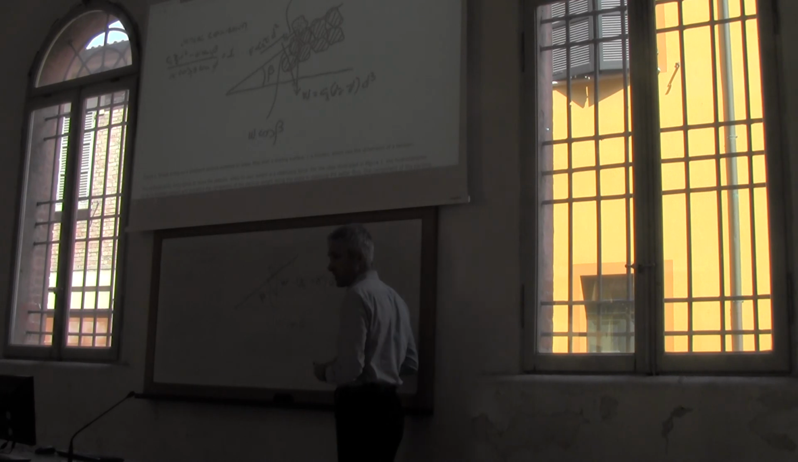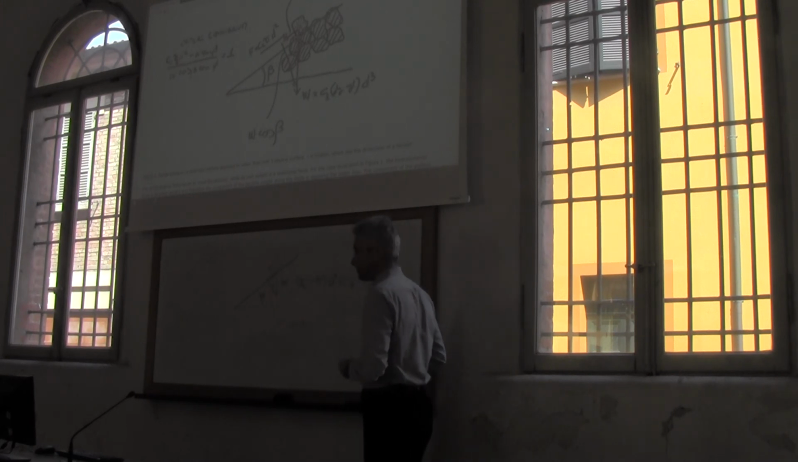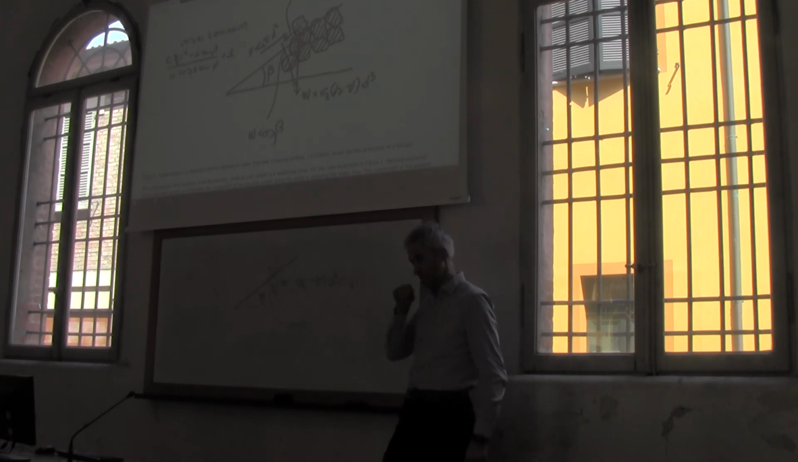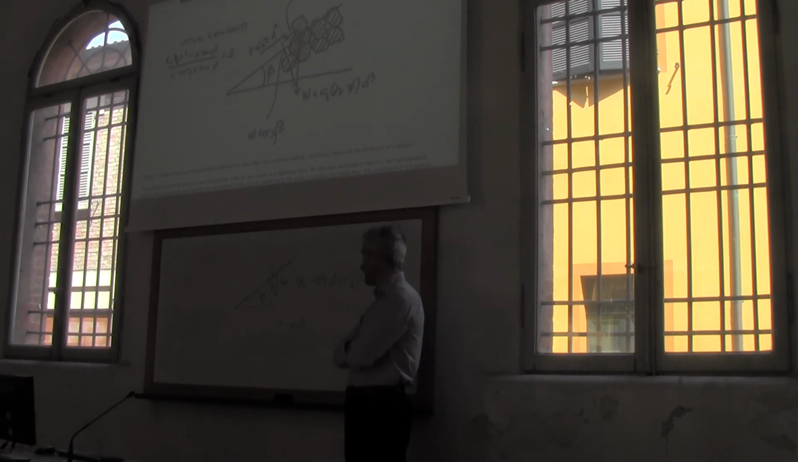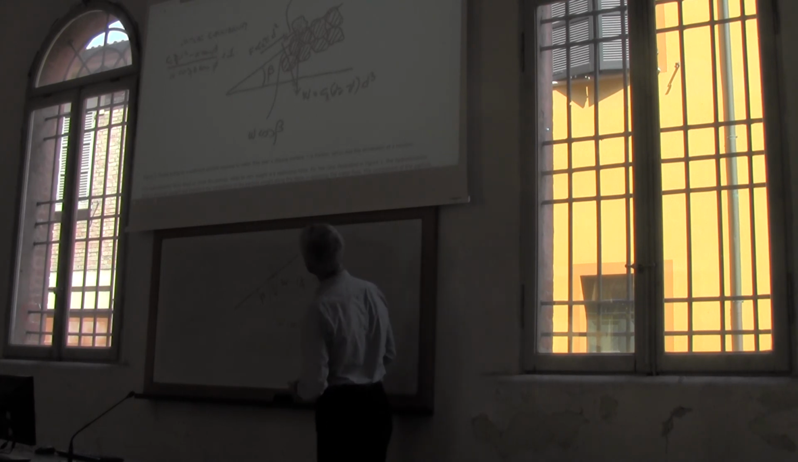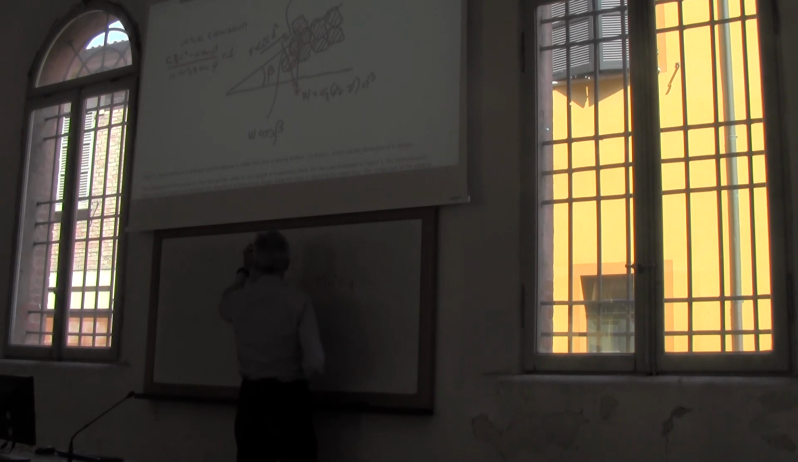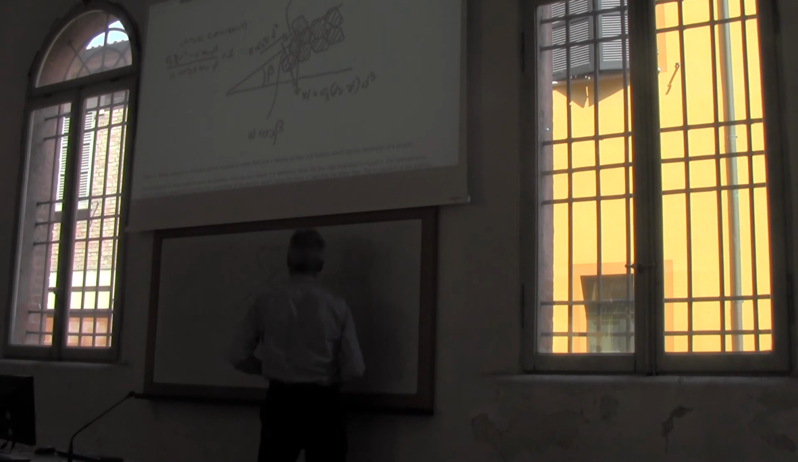Why W cos beta? Because the angle here is beta. The component that is parallel to the slope is W sin beta.